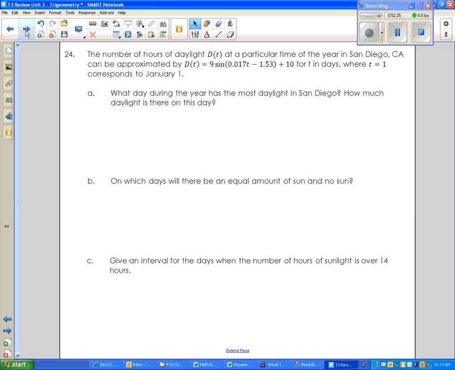In number 24, it says the number of hours of daylight, and that's your function d of t, at a particular time of year in San Diego, California, can be approximated by the function d of t, where t is measured in days and t equals 1 corresponds to January 1st. So notice that we're talking about the time of year and we're measuring t in days. So if you think about an appropriate domain, when you're thinking about graphing this function, I want my x values to go from 0, and if I think about measuring in days and I'm dealing with a year, I want it to go to 365 days.